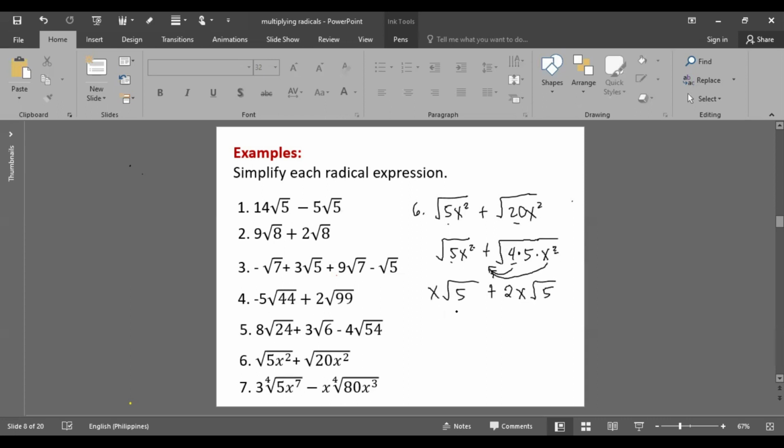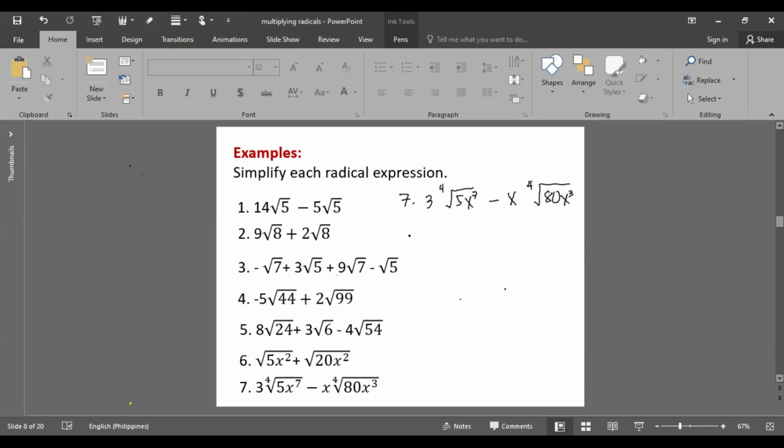Similar radicals na sila. So perform the operation x plus 2x, it's 3x because 1x plus 2x ay 3x. Then copy the square root of 5. So this is now the answer in number 6. I hope it's clear to you. Now let's try number 7. So let's try to simplify each term.